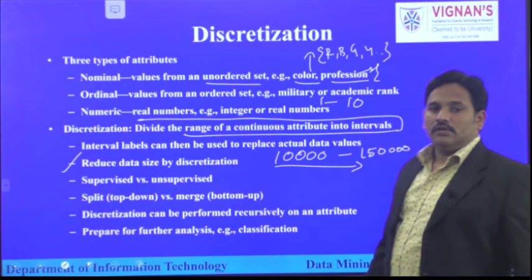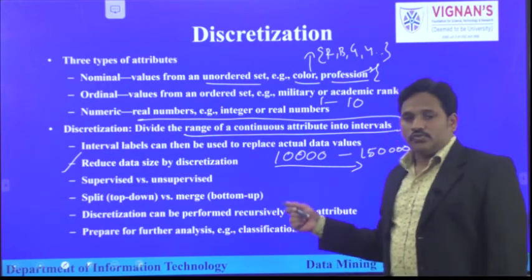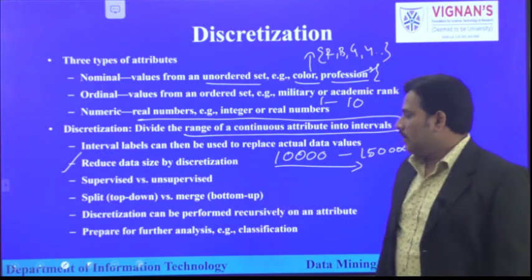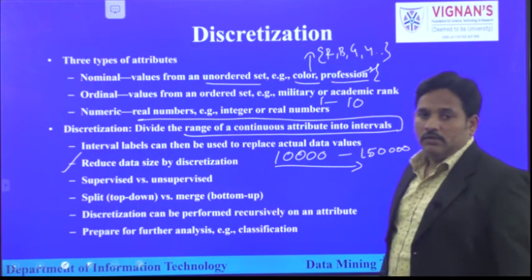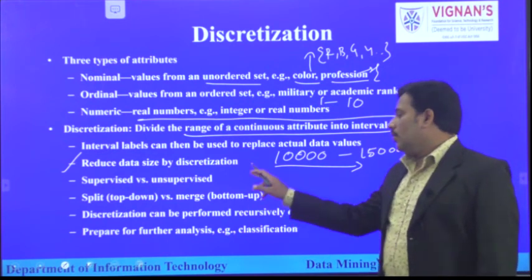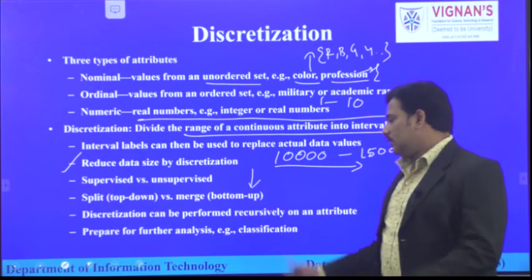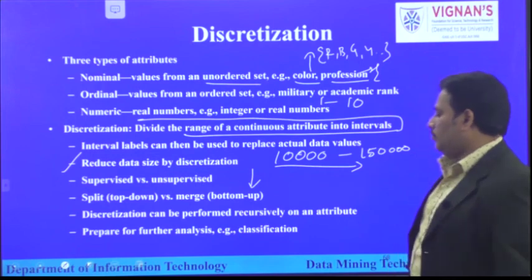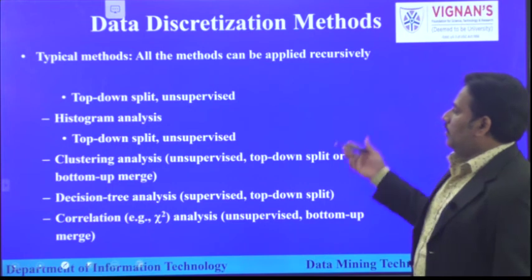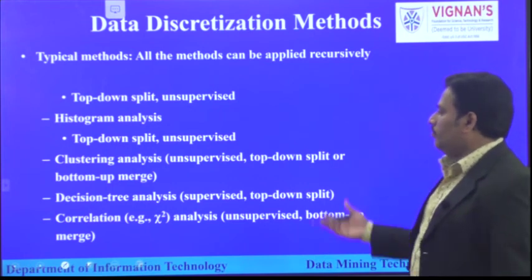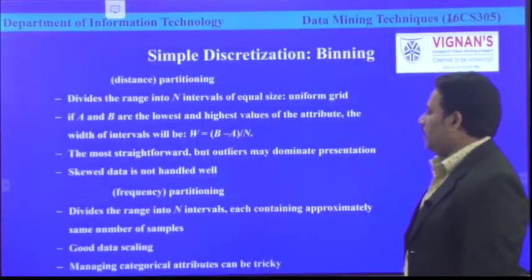We can go for either a supervised or unsupervised approach to form the data. What supervised and unsupervised mean, we will see in later slides. And we can split the data and we can merge the data. When we are splitting, we will apply a top-down approach. When we are merging, we will go for a bottom-up approach. Now discretization can be performed recursively on any attribute. Let us see this example here. In this discretization method, we can go for histogram analysis, clustering analysis and decision tree analysis.